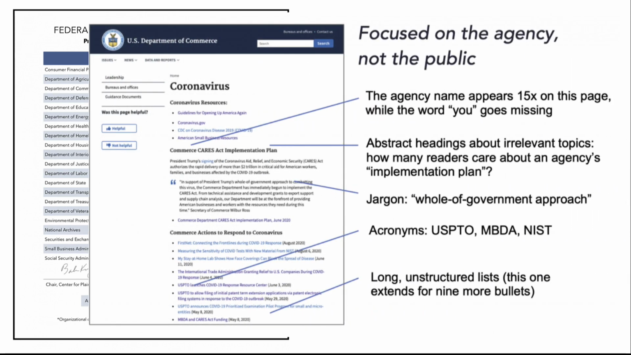The center provides an assessment of the messages they review, like this one from the Department of Commerce, where a business person might look for information about the CARES Act, for example. The judges noted several items that made this page an example of what not to do to achieve plain language.